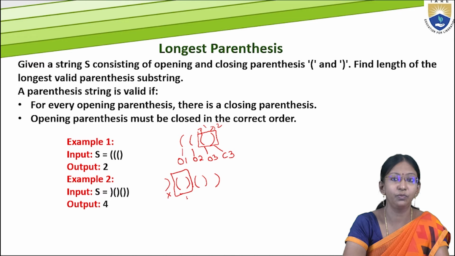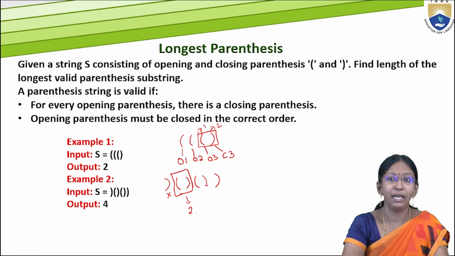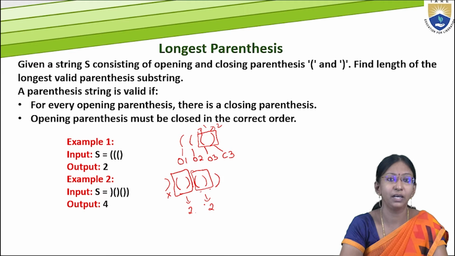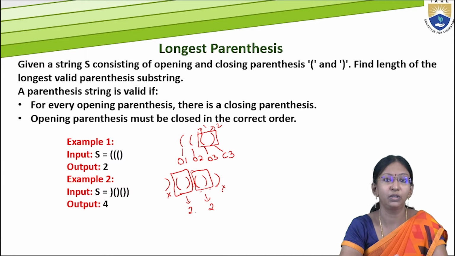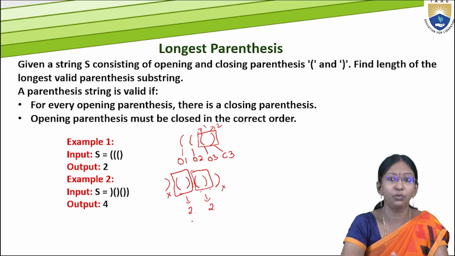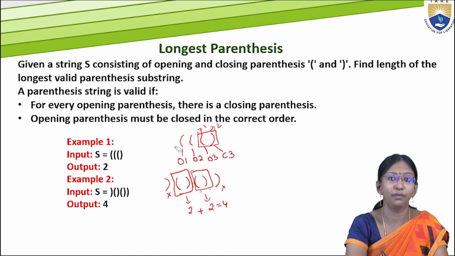Its count will increase to 2. Followed by a left and a right, this will increase the count again by 2, which makes it 4. It is a valid one. Again, a closing parenthesis doesn't have any pair with an open one, so even this cannot contribute to the count. So the total count will be 2 plus 2, which is 4. The same is the answer over here. So this is the task which we have to do.